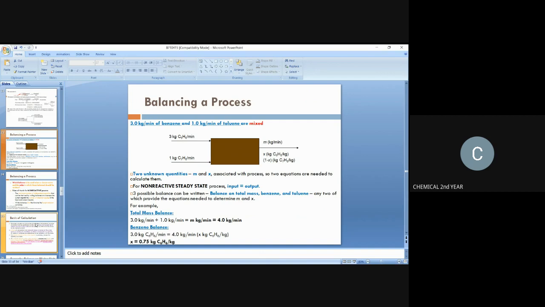For example, total mass balance: 3 kilograms per minute plus 1 kilogram per minute is equal to m kilograms per minute. From this we can calculate m is equal to 4 kilograms per minute. And the benzene balance: 3 kilograms of benzene as input and 4 kilograms as output, that is equal to x. From this equation we can find x is 0.75 kg benzene per kg.